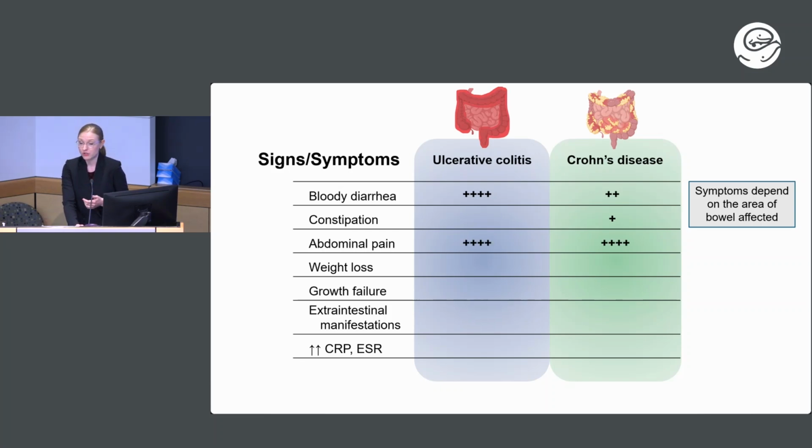Abdominal pain is generally a feature of both. Weight loss and growth failure tend to be more of a feature of Crohn's disease, particularly growth failure, but they can be seen in both. And then both diseases do cause extraintestinal manifestations, but they tend to be a bit more common in Crohn's disease. So extraintestinal manifestations like joint pain, mouth ulcers, those types of things. And then for lab features, both tend to have elevated inflammatory markers, but in left-sided ulcerative colitis or proctitis, so inflammation just limited to the rectum, they tend not to cause as much systemic inflammation.